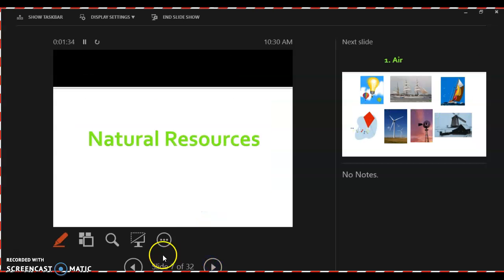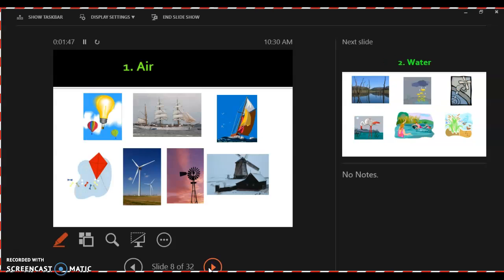Okay, so we're going to talk about some examples of natural resources. On your notes, I want you to write underneath them. So label them, number them. Number one is air. Just write air, and you do not have to draw a picture, but write down two or three ways that we get air. So air balloons, a kite, a windmill. Those are some examples you need to write down.